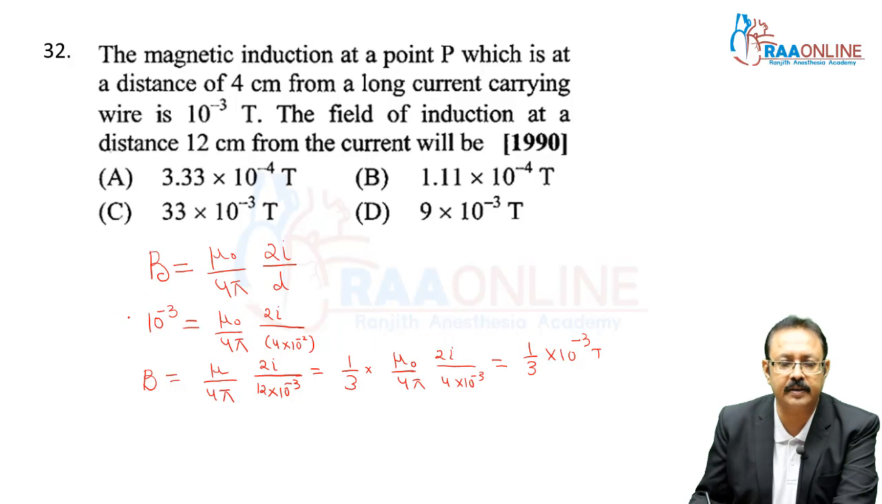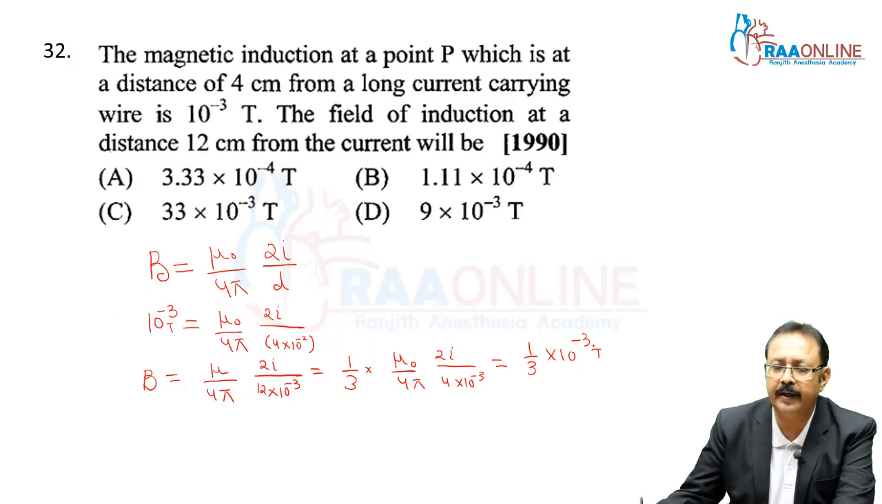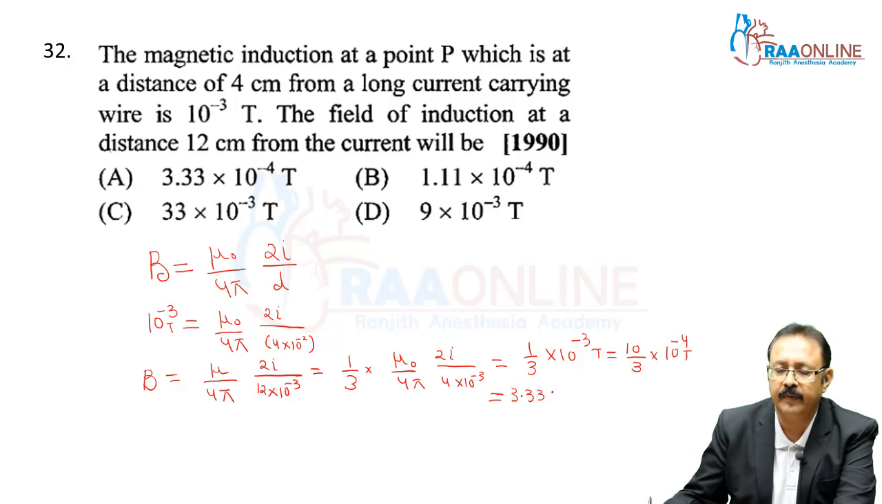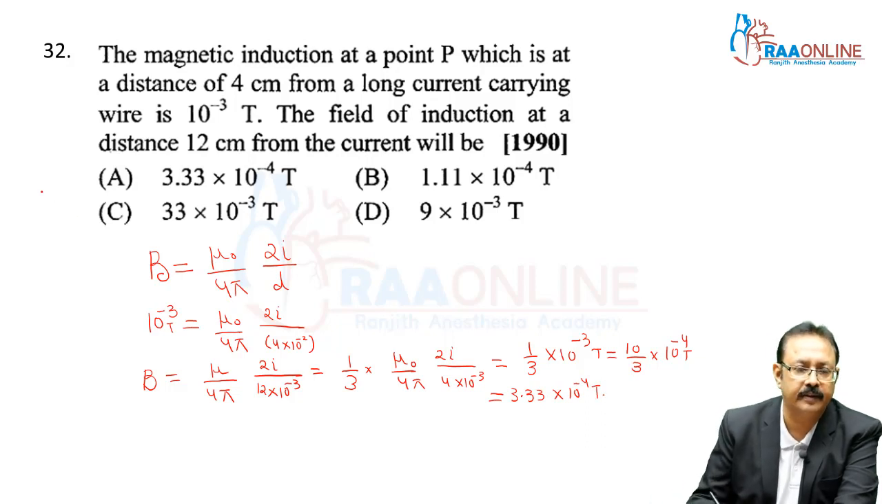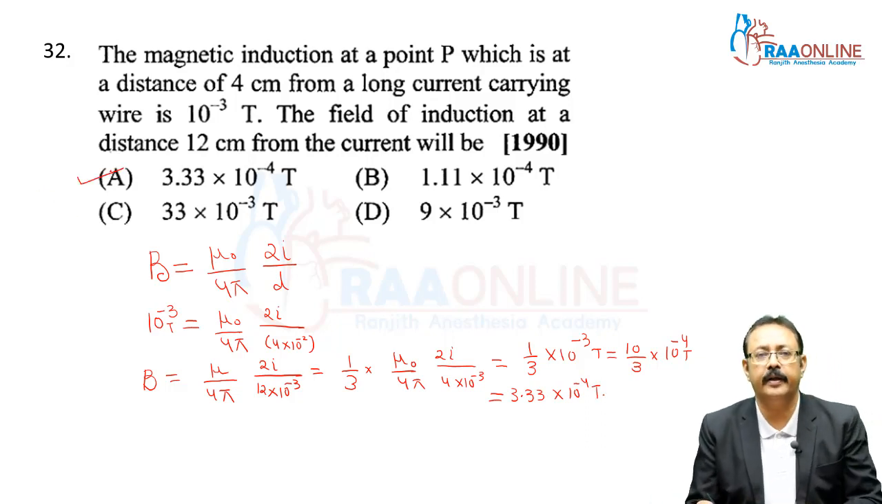Initially it was also Tesla. Multiply and divide with 10. So you will get 10 by 3, and by dividing you will make it 10 to the power minus 4 Tesla. So what we are getting? 3.33 into 10 to the power minus 4 Tesla. So the correct answer should be A.